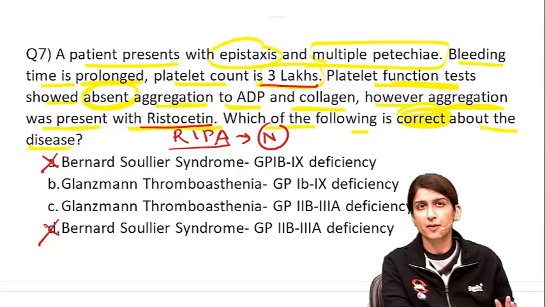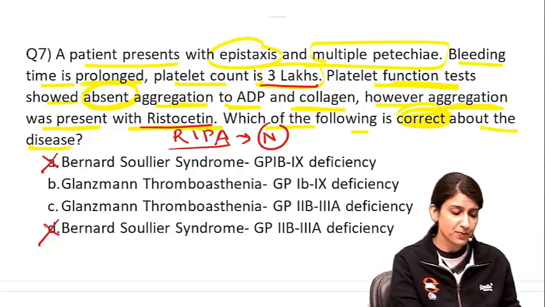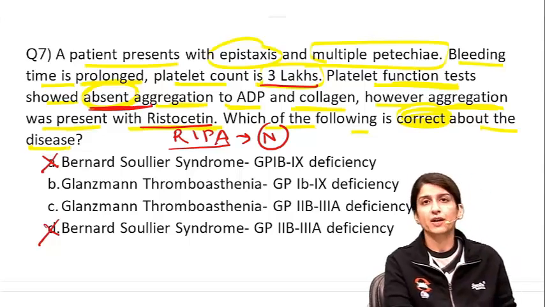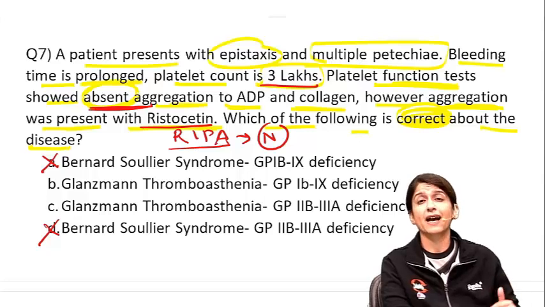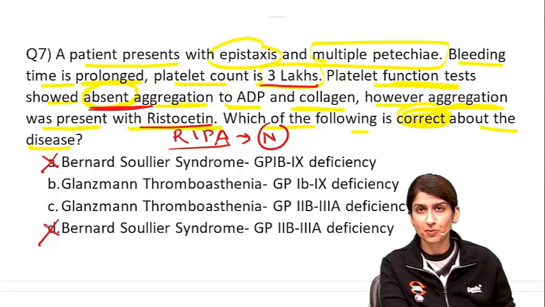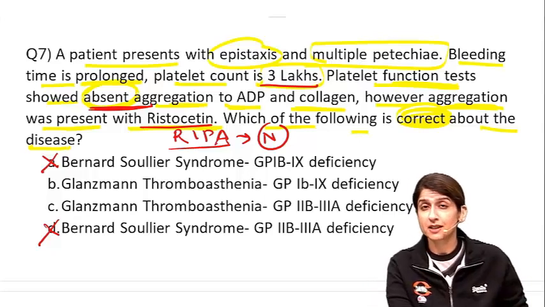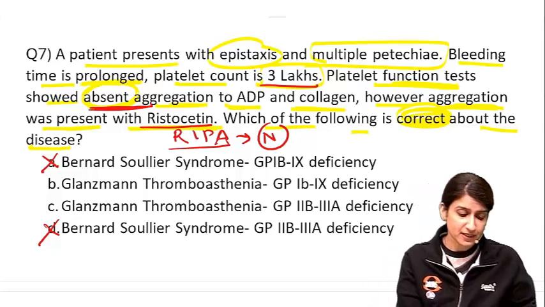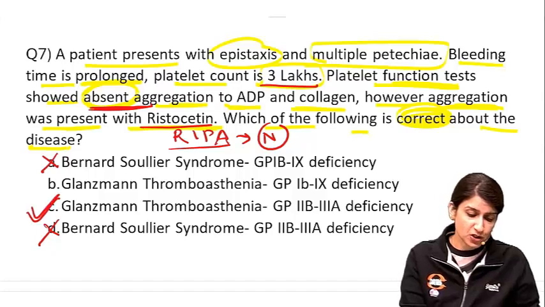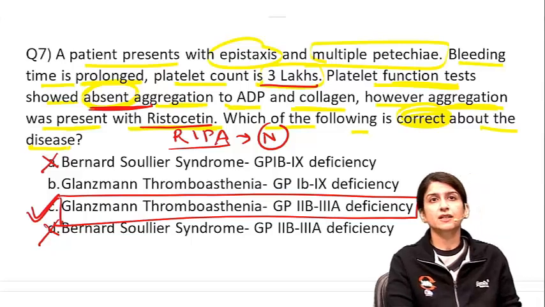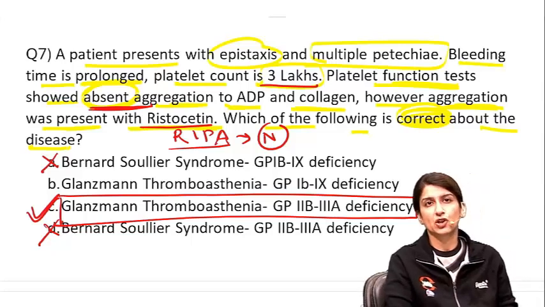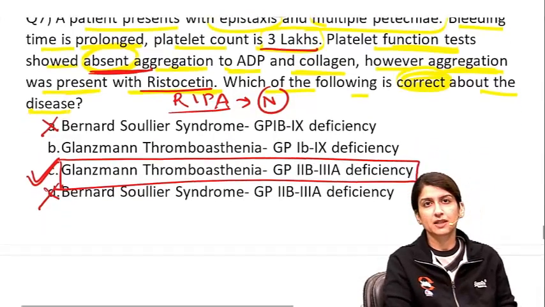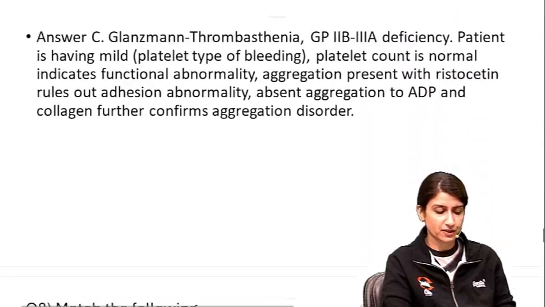So यानी कि with this I rule out my Bernard-Soulier syndrome, which is an adhesion defect. वो नहीं हो सकता. Question is specifically telling me there is absent aggregation to ADP. यानी कि this is a platelet aggregation disorder. यानी कि I'm talking about Glanzmann thrombasthenia. And Glanzmann thrombasthenia is which GP defect? Yes. It is a GP2B3A defect. So correct answer is option C here. It's a Glanzmann thrombasthenia GP2B3A defect.